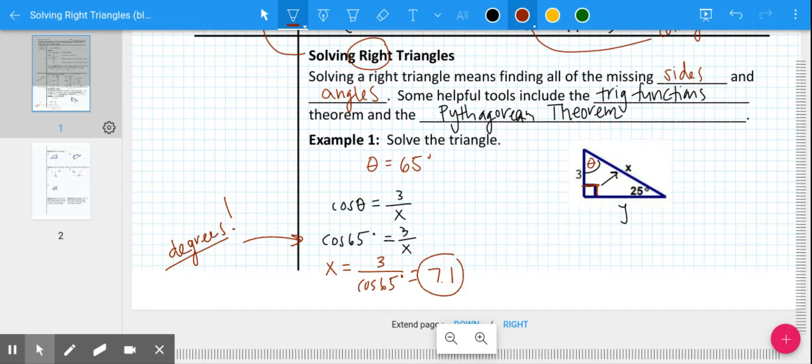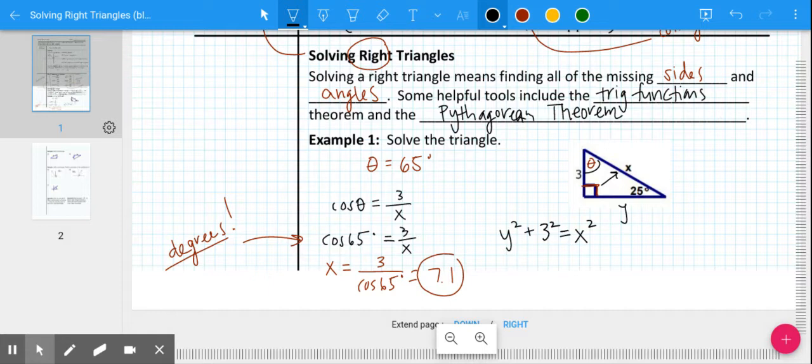Now, a couple options to find y. One option is I could use Pythagorean theorem, in which case y squared plus 3 squared is equal to x squared, which I just found. Well, one issue with this is if your x is wrong, then now the whole thing's going to be wrong. And also your x is rounded. So if you plug it in, you have to use the unrounded. So this is an option, but it's not my ideal option.